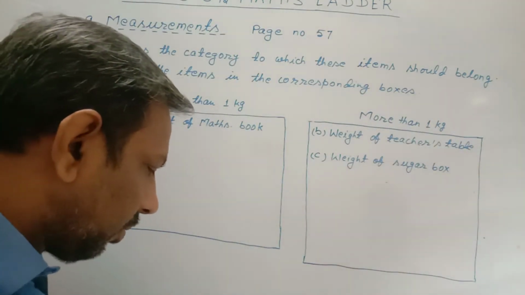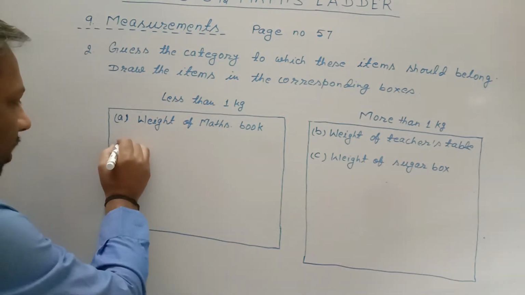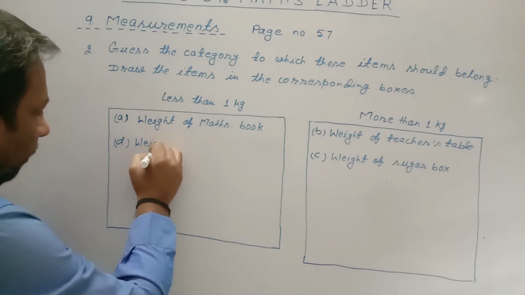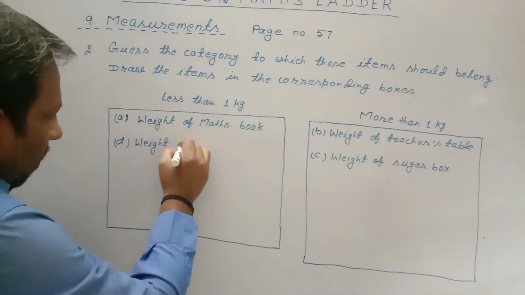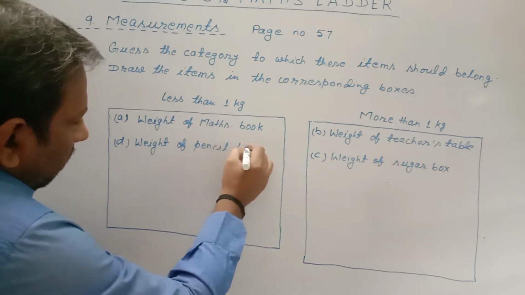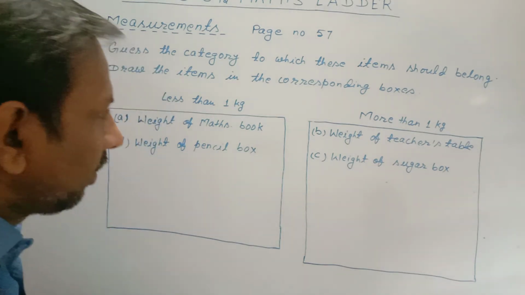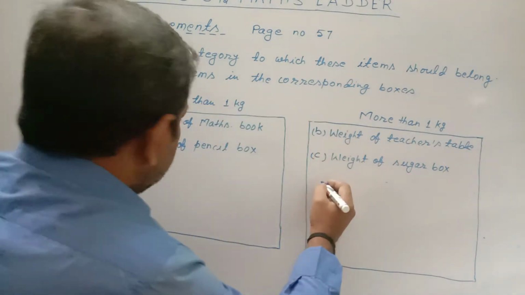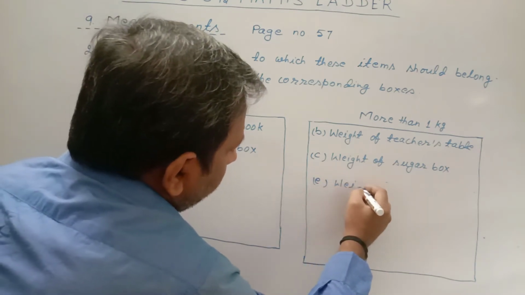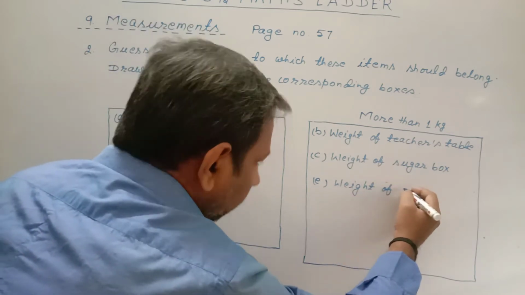Question number D is weight of pencil box, that will be less than 1 kg. So we'll write here D, weight of pencil box. Question number E, weight of your television, that is more than 1 kg. So we'll write here weight of television.